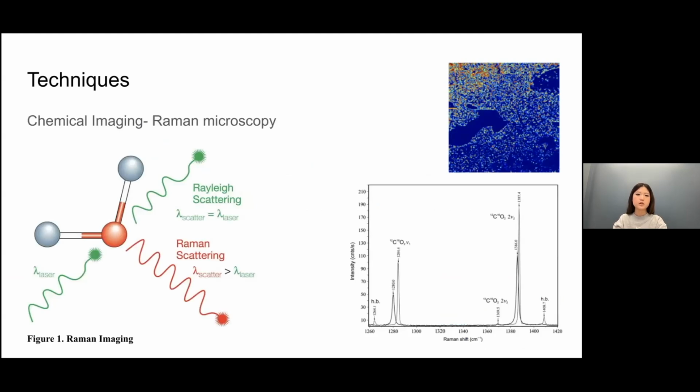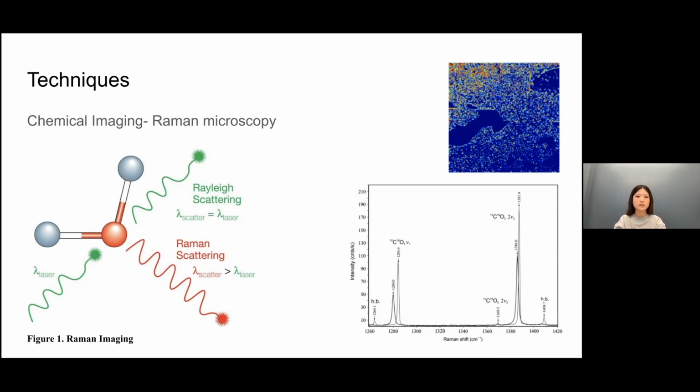We use three main techniques for our multimodal mapping. The first is chemical imaging, specifically Raman microscopy. Raman imaging is based on Raman scattering, which is a phenomenon that occurs when light interacts with the molecules in a material. When we shine a laser onto a sample, most of the light is scattered in the same way it came in, which is called Rayleigh scattering. However, a small portion of the light is scattered at a different wavelength, which is what we call Raman scattering.